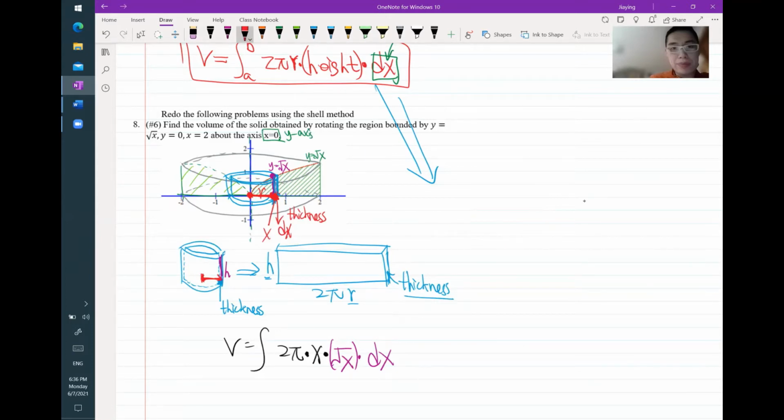So that's the radius. And then the height is just given by the distance from the red function y equals square root of x to the x-axis, so that distance is just square root of x. Now, what's the upper bound and lower bound that I'm integrating from? What's the a and the b? Well, since we're integrating with respect to x, we just look at the x interval of the shaded region. That shaded region we began with goes from x equals 0 all the way to x equals 2. So the lower bound and the upper bound are just 0 to 2. That's the a and the b value.